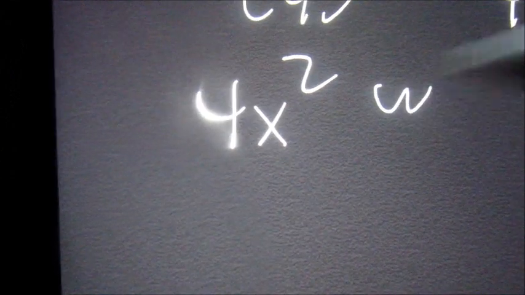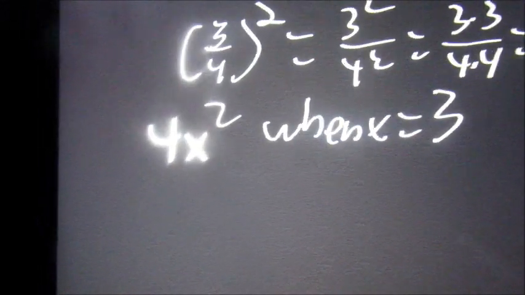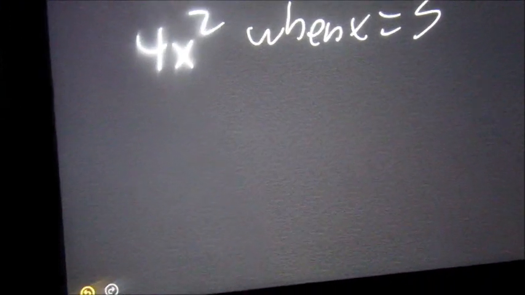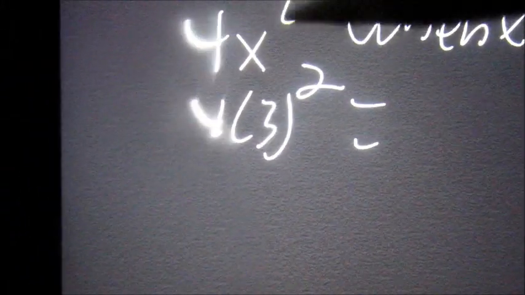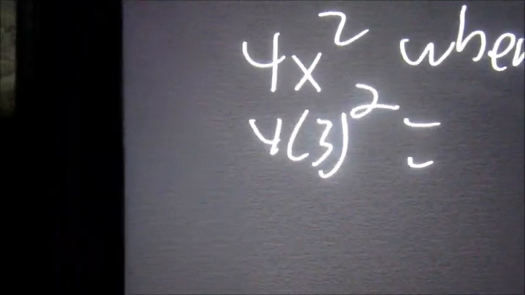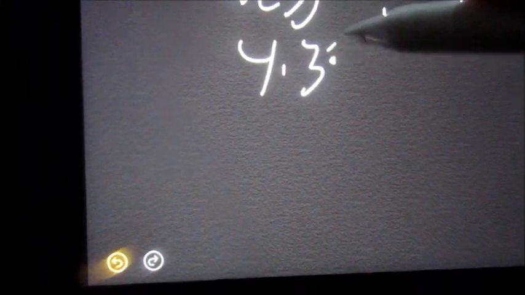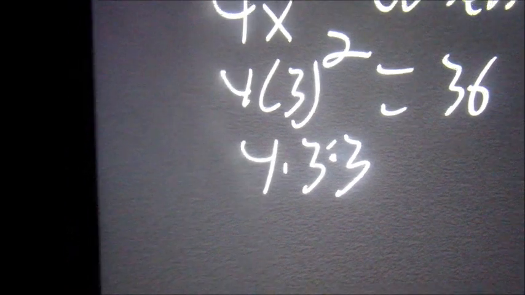Then you'll have some, say 4x squared, when x equals 3. Okay, so we're going to put 3 in for x. When we do this, put the number in parentheses every time. So 4 times 3 in parentheses squared. Okay, so this is 4 times 3 squared. 3 squared is 9, times 4 is 36. We could have broken this up, 4 times 3 times 3, and done it in any order. 4 times 3 is 12, times 3 is 36.